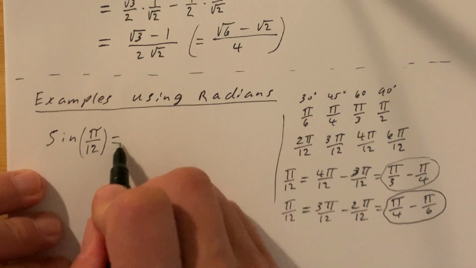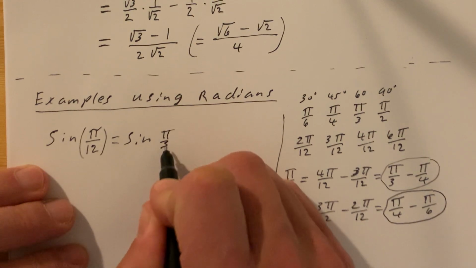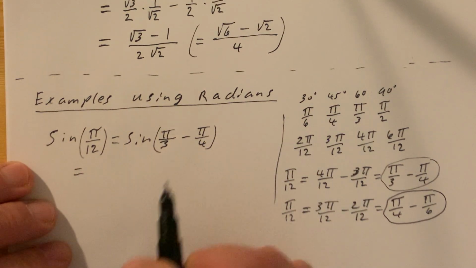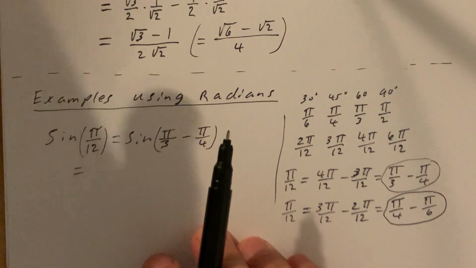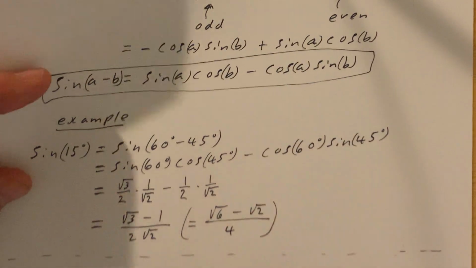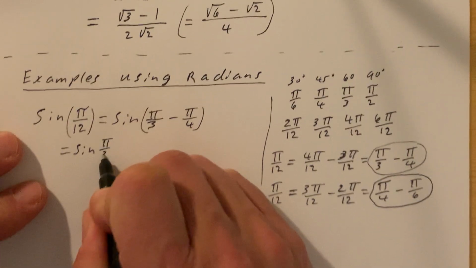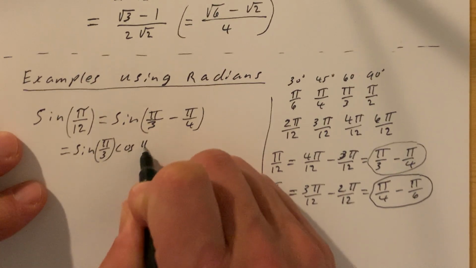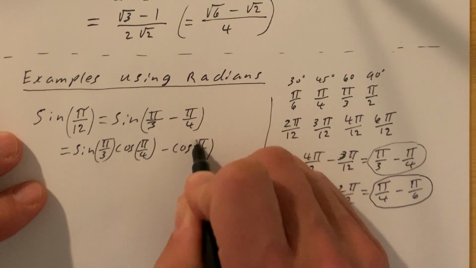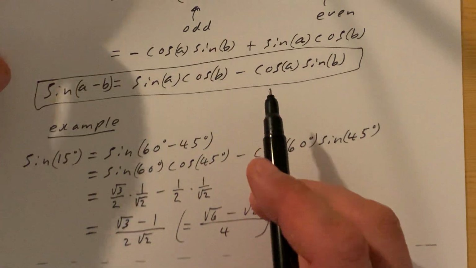Okay, we're going to break that up then into sine of pi over 12. We're going to use the first one. It's going to be sine of pi over 3 minus pi over 4. Okay, that equals, so we're going to use the sine A minus B formula. The sine of A minus B is sine A cos B minus cos A sine B. So it's going to have a minus in the middle. Okay, so sine pi over 3 cos pi over 4 minus cos pi over 3 sine pi over 4. Okay, so I'm just using the sine of A minus B formula.